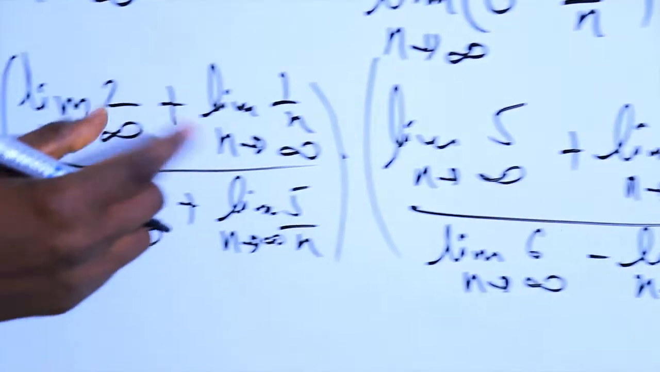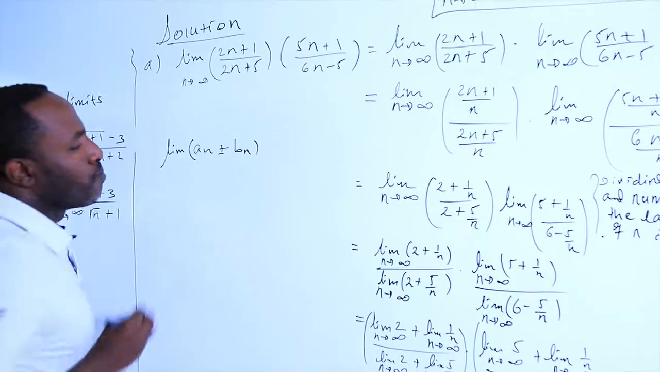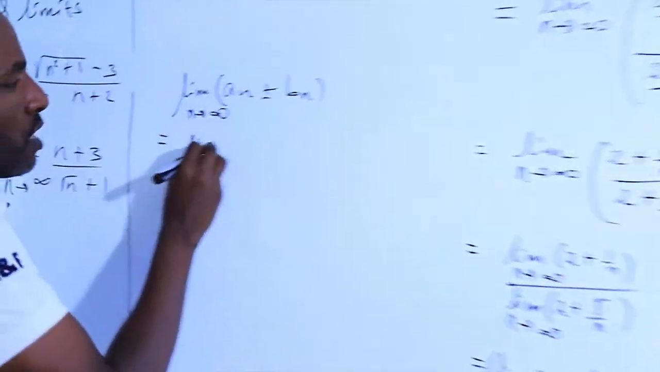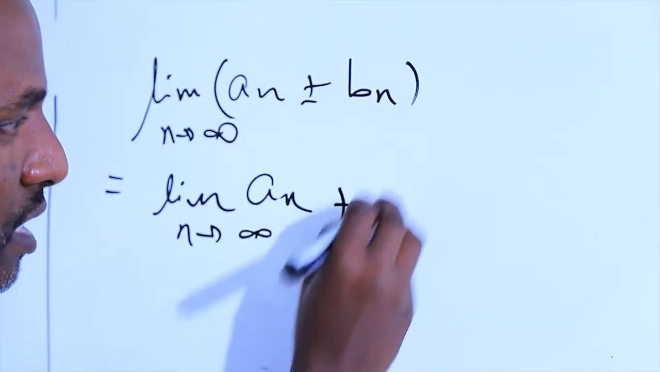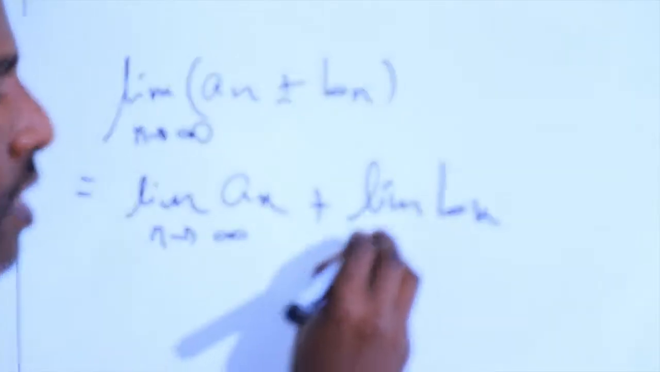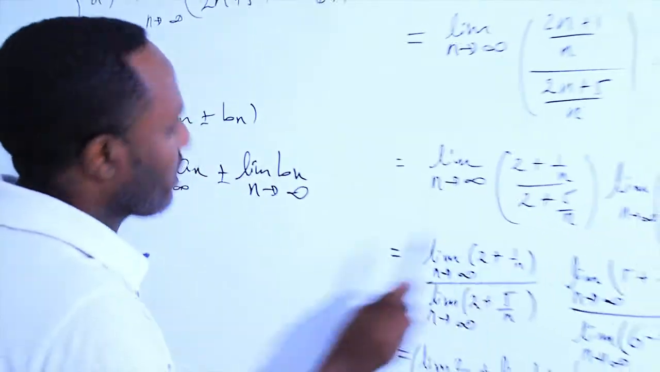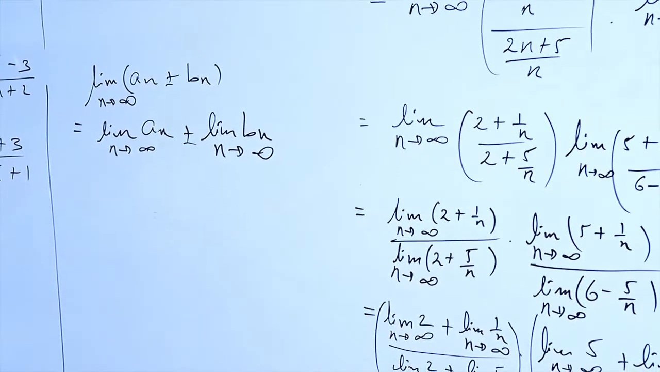From this part we can apply the formula: the limit of the sequence an plus bn, or minus, when the value of n approaches infinity, is exactly equal to the limit of an as n approaches infinity, plus the limit of bn when n approaches infinity. If it is minus, this should be minus. So we already applied this, 2 as a sequence an, this 1 over n as a sequence bn, so we can apply the formula we mentioned previously.